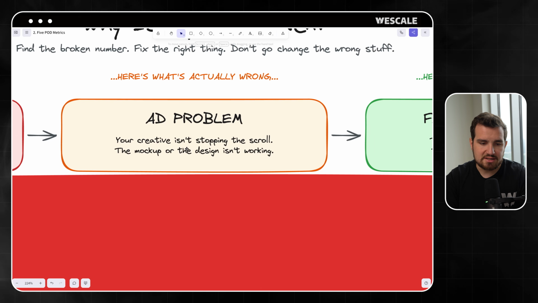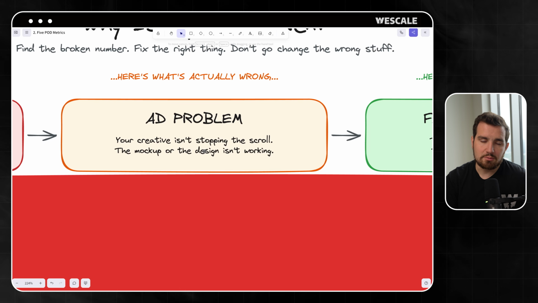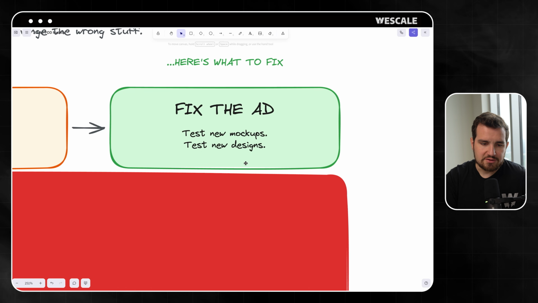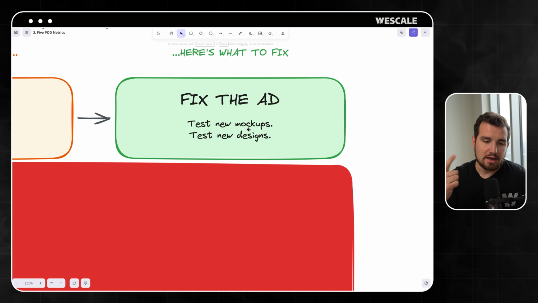And the beauty of it is that since we've isolated each area of the business, we know that from this number, it means that it's either the mockup or the design that is not working. And the solution here is simply fix the ad. So we test new mockups and we test new designs.